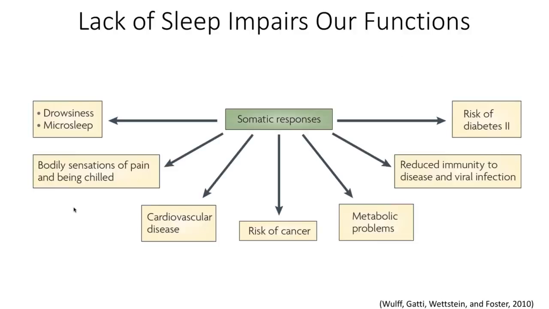We all know that lack of sleep could be related to many aspects of our health. It could be related to a higher sensation of pain, to cardiovascular disease, to risk of cancer. There could be lots of metabolic problems and lack of immunity, and also things related to diabetes, which is a metabolic problem as well. So we know there are somatic responses when we have lack of sleep, and different aspects of our somatic functions would be affected by lack of sleep.